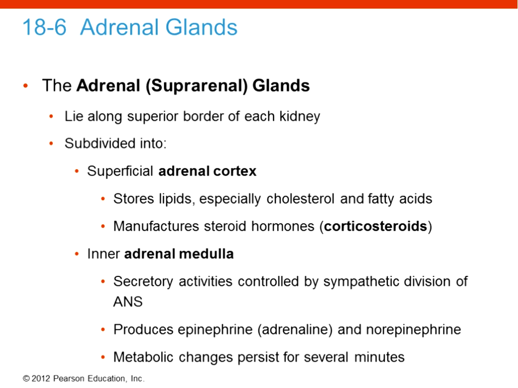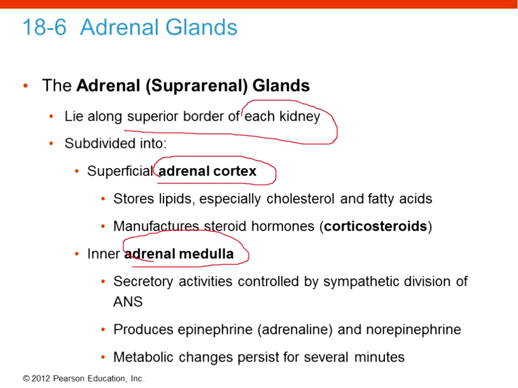Next we want to look at the adrenal glands. The adrenal glands, also referred to as the suprarenal glands, because they sit right on top of each kidney. The adrenal glands have a lot of functionality, and we can learn about that functionality by seeing the different regions of the adrenal glands themselves. You have the superficial adrenal cortex, and then you have this inner core called the adrenal medulla.